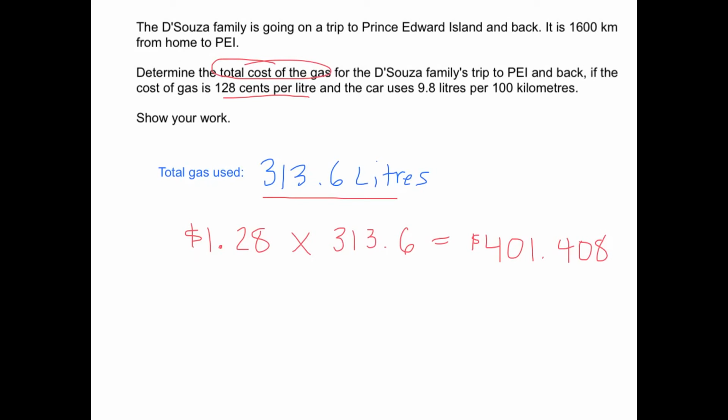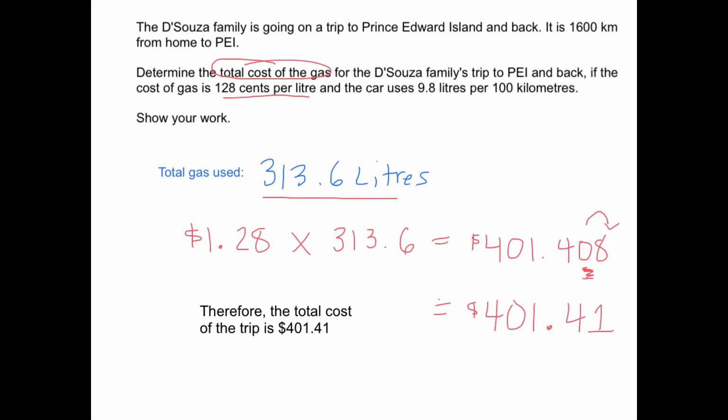We get an answer of $401.408. But when working with money, we don't round it to 3 decimal places, we round it to 2 decimal places. We need to round this to the nearest penny. Well, if we look at the number next to this, it's greater than 5. So what are we going to do? That's right, we need to round up. So the cost is approximately equal to $401.41. Therefore, we've just answered the question and found the total cost of the trip.